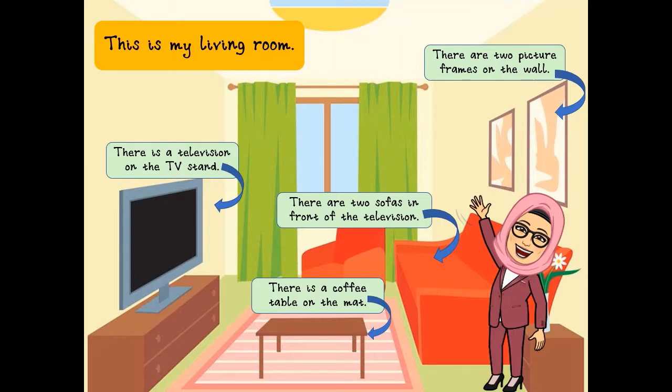Okay, now I want to highlight to you the use of there is a and there are. There is a is normally used to describe something that is only one. As you can see, there is only one television in my living room. There is one coffee table in my living room. Meanwhile, there are is used to describe objects that are more than one. As you can see in the picture, there are more than one sofas in my living room. And there are more than one picture frames on the wall. Okay?